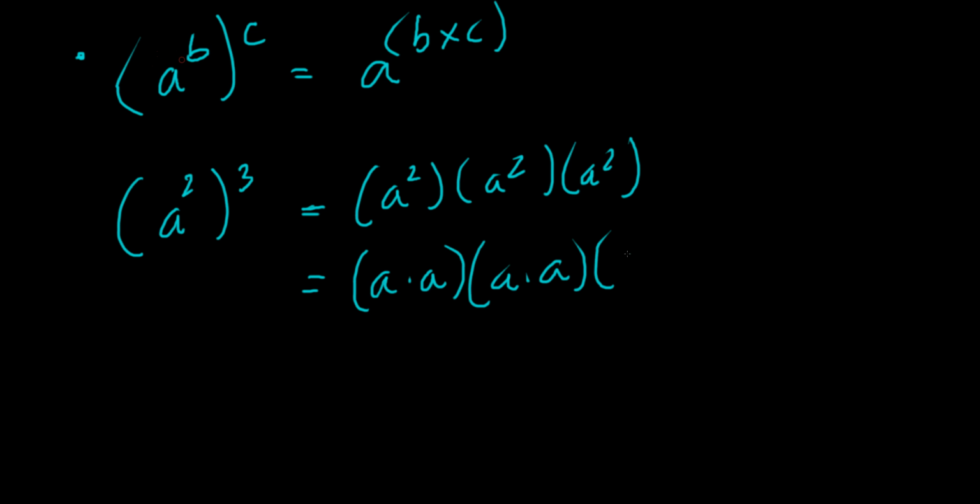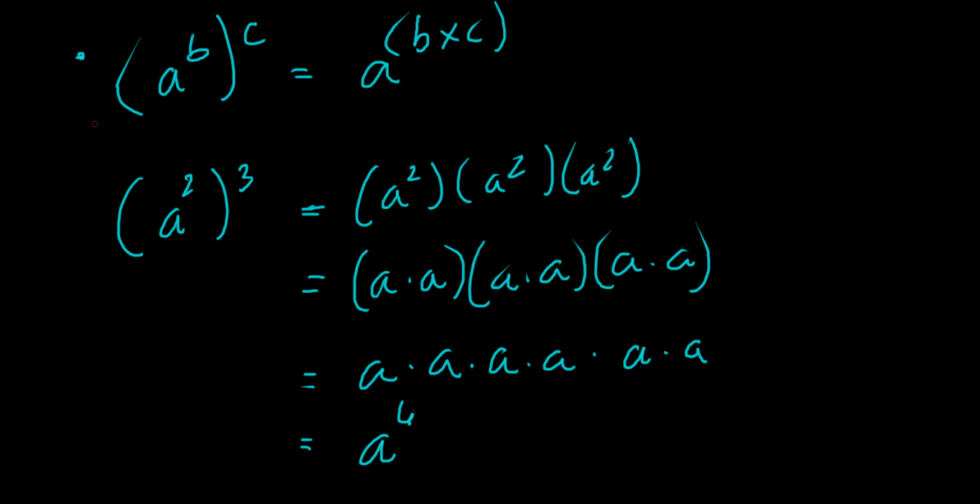And so this is all multiplication. Parentheses mean multiplication. When you have something in parentheses and you have some other parentheses in front of it or some other number in front of it, that means multiplication. So we have a times a here, times, for this parentheses, a times a, and again times a times a. So you have a times a times a times a times a times a. 6 a's being multiplied together. Well, that's simply a to the 6th power.